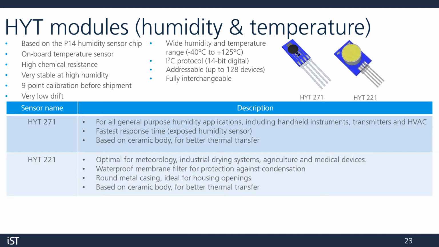The HYT221 is optimal for meteorology, industrial drying systems, agriculture, and medical devices, where we might expect to see some condensation. It features the same ceramic body material as the 271, but has a splash waterproof membrane filter to protect the sensor against condensation. Its round casing makes it easy to install in many applications.